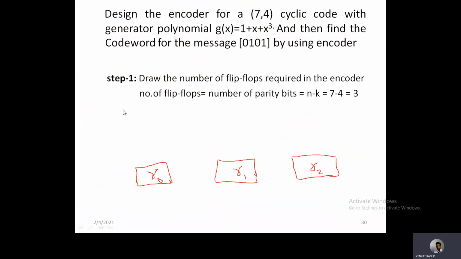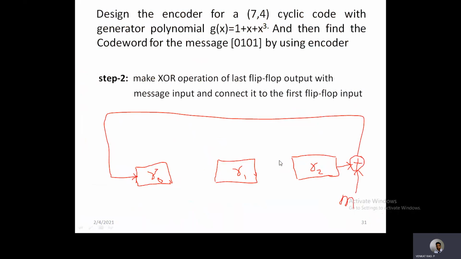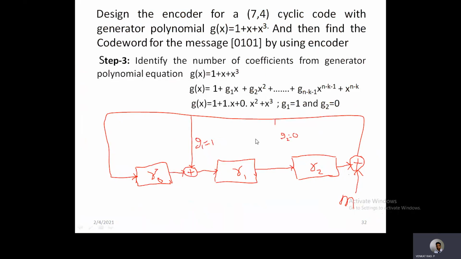The first step is to identify the number of flip-flops required based on the number of parity bits. Draw the blocks based on the number of flip-flops, and then instead of connecting the first XOR at the last stage, connect the XOR at the first stage, and then make a feedback path to the last output, and connect the feedback connections depending on the number of portions involved.